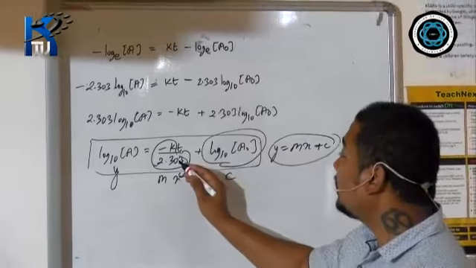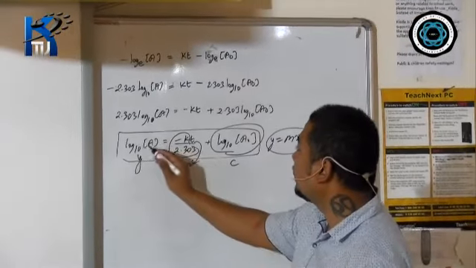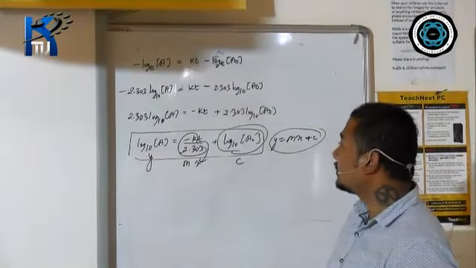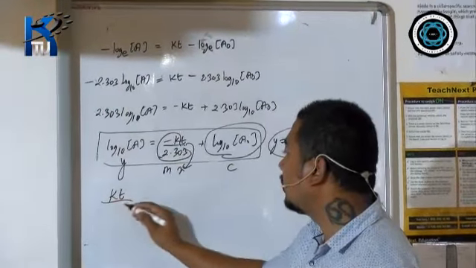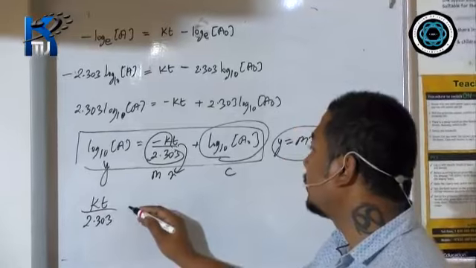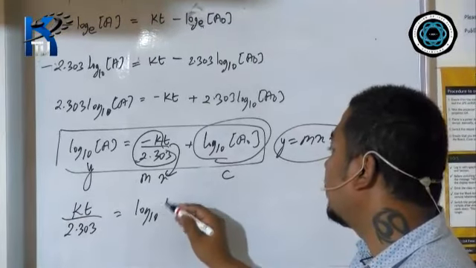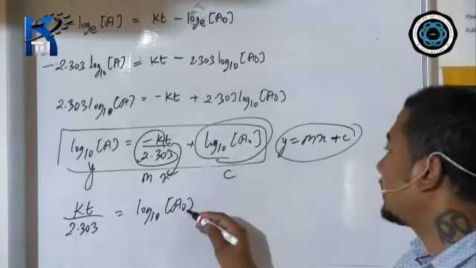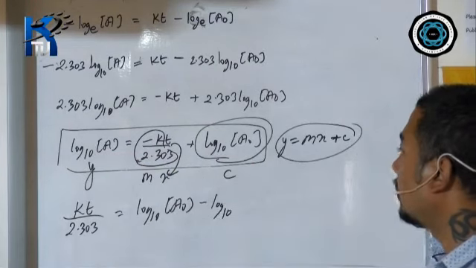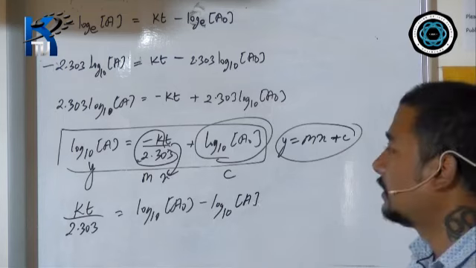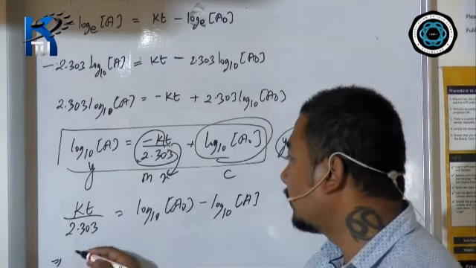Now what I'll do here is I'll take this one and bring it to this side. So let us see what we get then. If minus goes to this side, we get kt upon 2.303 is equal to log to the base 10 A naught, which is already this side. And when this comes this side, plus will become minus. So you get log to the base 10 A. Okay, now let us solve further.